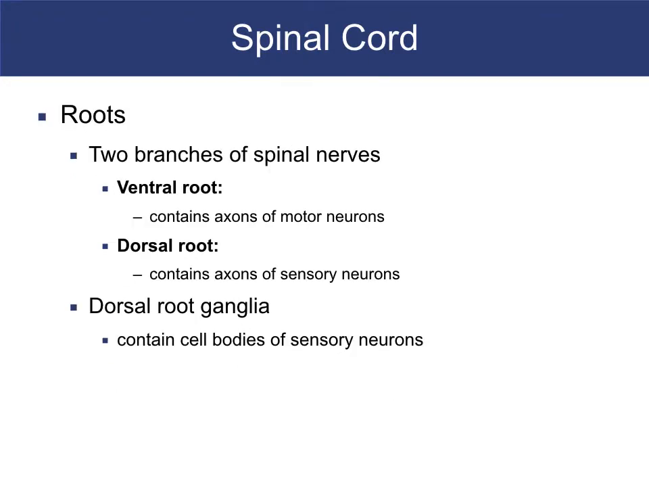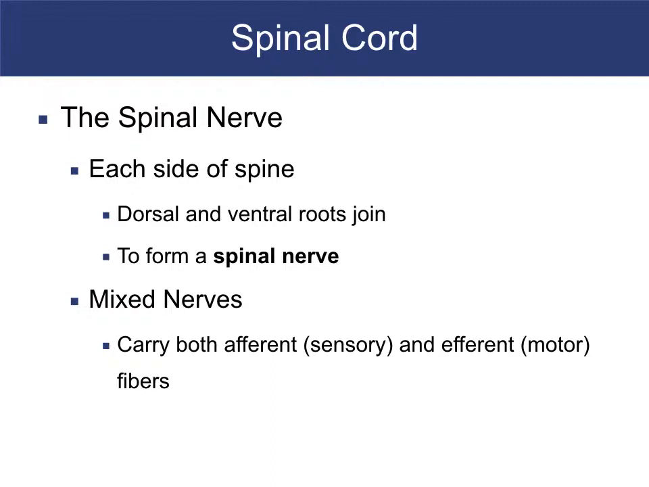I already mentioned to you before, the ventral root contains nothing but the axons of motor nerves that are going out to the muscles. And the dorsal root contains nothing but sensory nerves coming in. A dorsal root ganglion is that lump that's on the dorsal root, and it contains the cell bodies of those sensory neurons.